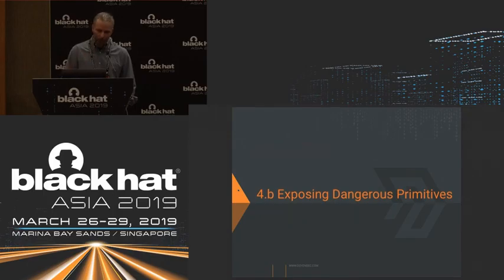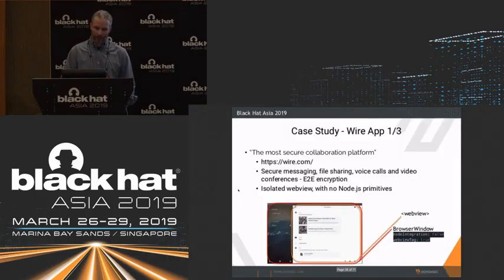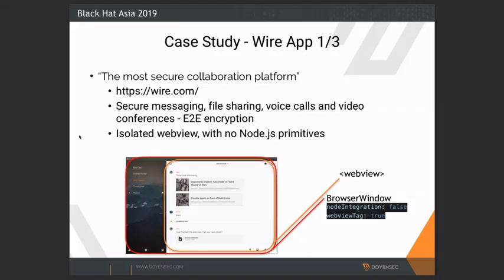But let's go into the second category, which I think is the most interesting one, and it's about exposing dangerous primitives. We'll see this example with a very popular app, Wire, which is an end-to-end encryption messaging app. They market themselves as the most secure collaboration platform. And the way the desktop app is built, we will be talking here obviously about the desktop app, is by having a browser window that has node integration false, but allows webview, and then the actual content where you render the messages is inside a webview.